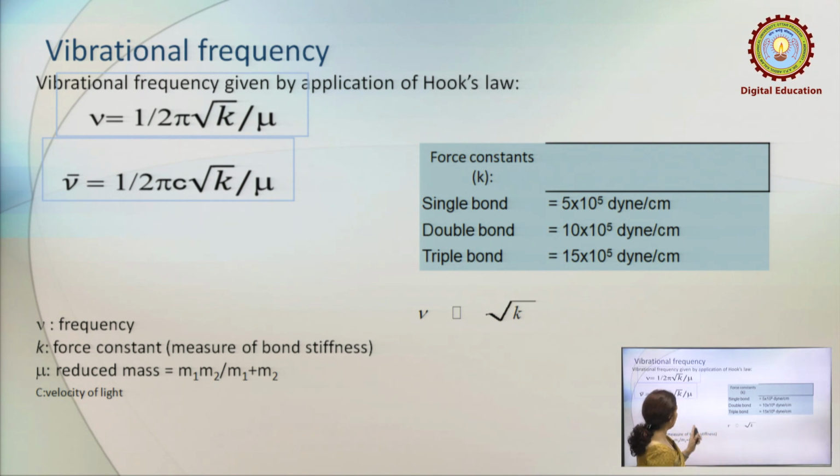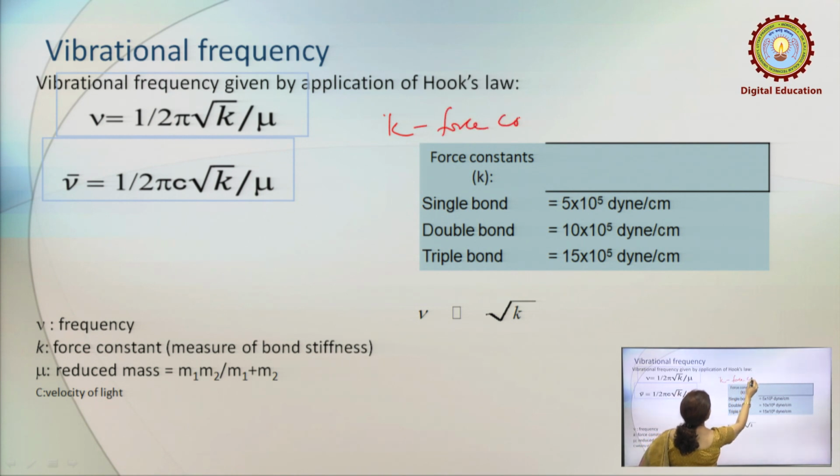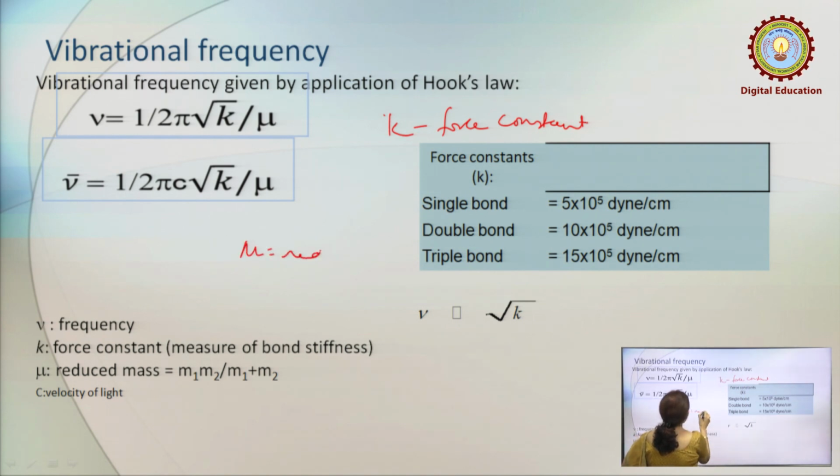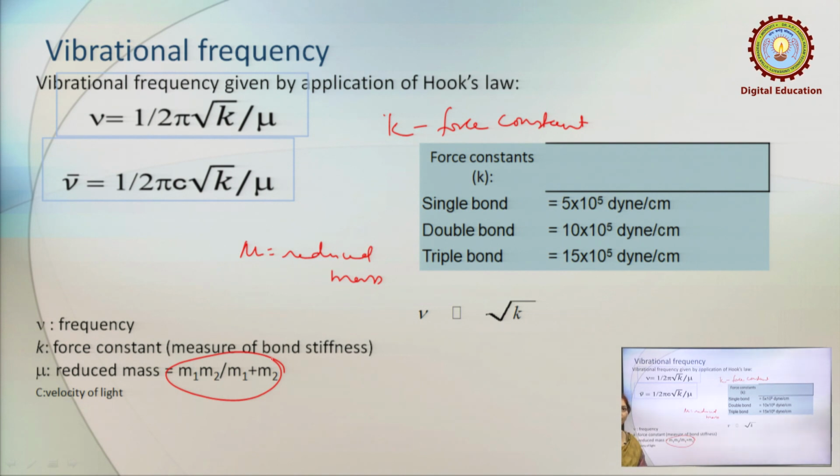Now, the vibrational frequency is given by the application of Hooke's law. This is the frequency, and the formula is 1 upon 2 pi root k by mu, where k is the force constant and mu is the reduced mass. Reduced mass is equal to m1 m2 upon m1 plus m2, and k is the force constant.